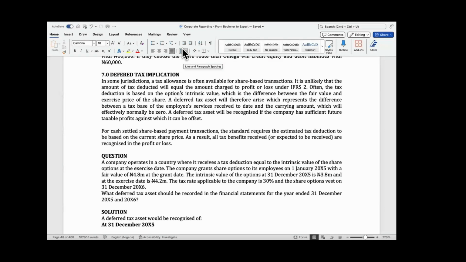Always, because there's nothing like carrying amount of equity. Zero. However, since it's going to result in a deduction in the future, we have found ourselves in a situation of a deductible temporary difference. And when you have a deductible temporary difference, that is going to be a deferred tax asset. Deferred tax asset.